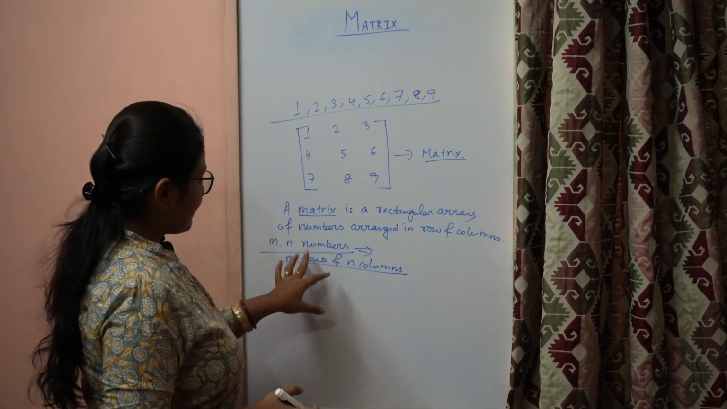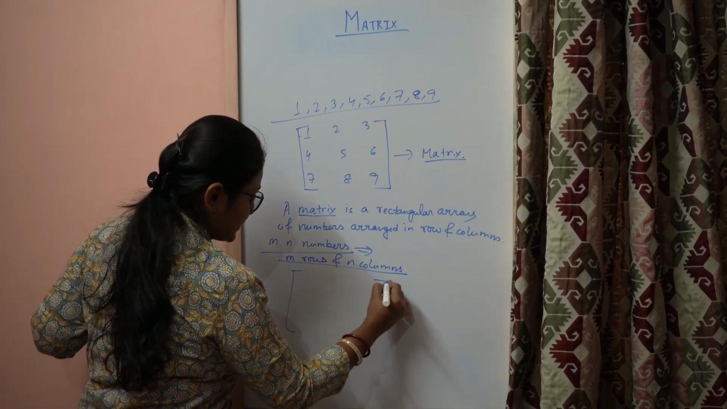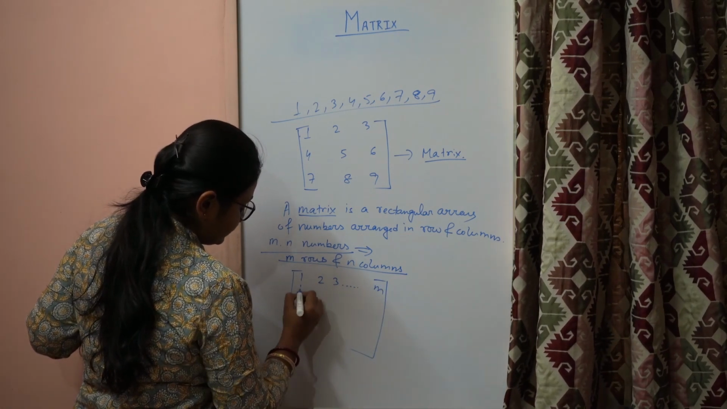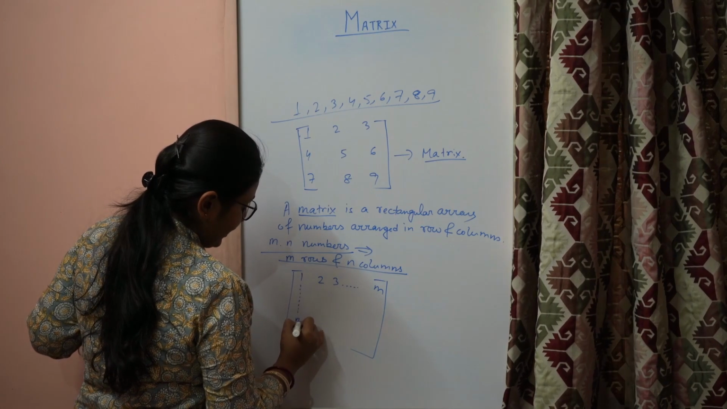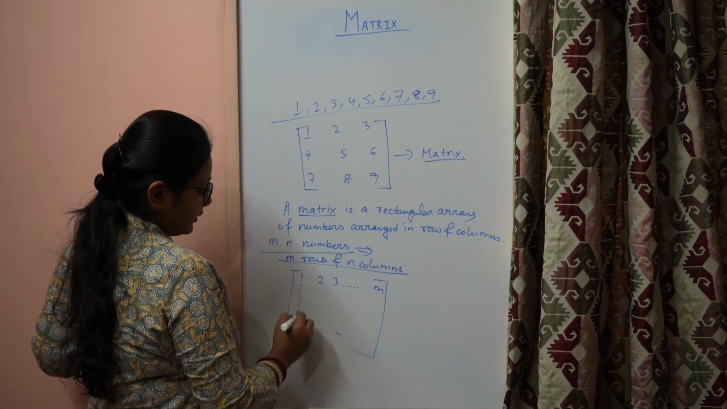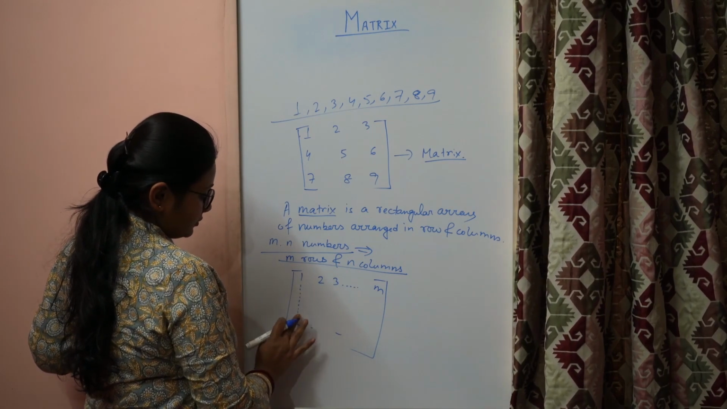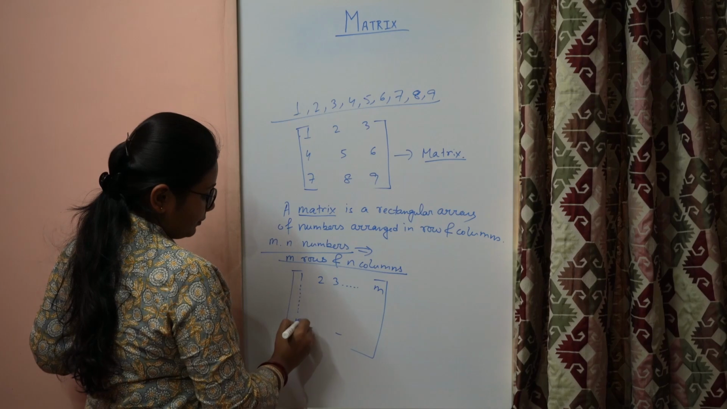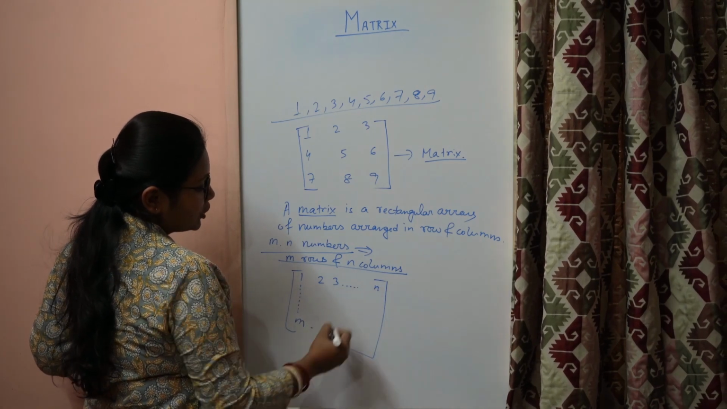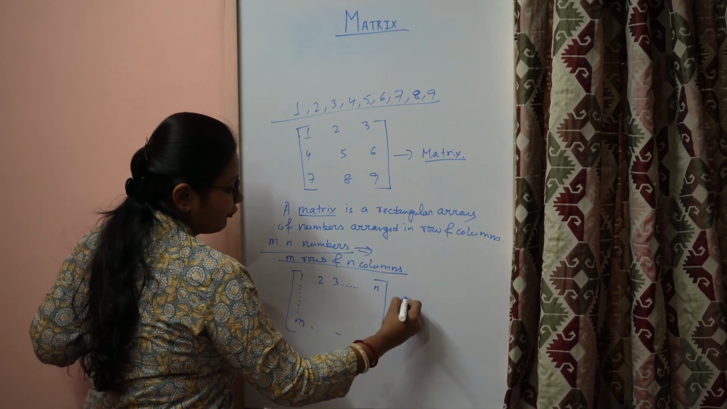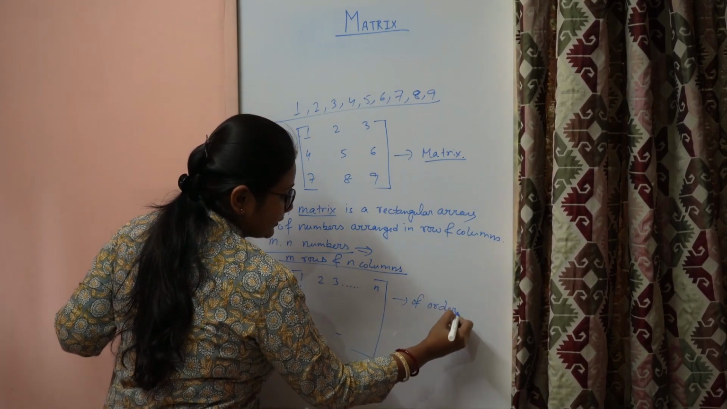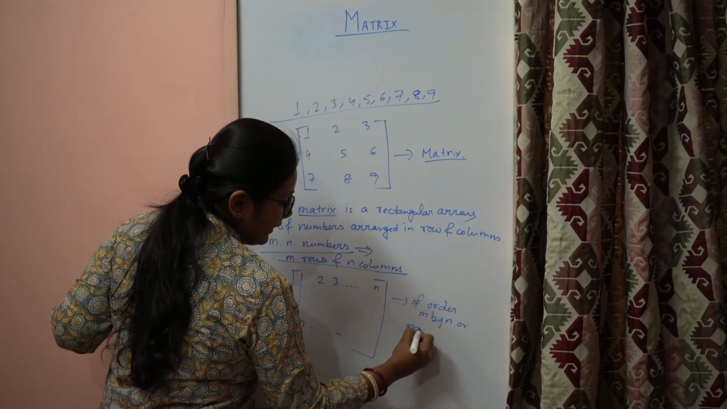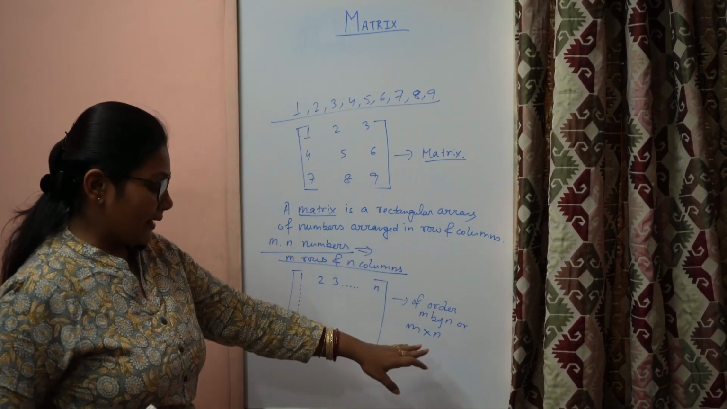So when these numbers are arranged in form of row and column, suppose the numbers 1, 2, 3 up to n are there, and m rows and n columns are there, you can say that this is a matrix of order m by n, or dimension m cross n.